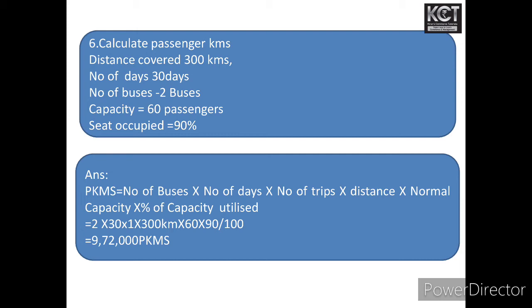In order to calculate passenger kilometers we are using the formula: number of buses multiplied by number of days multiplied by number of trips multiplied by distance multiplied by normal capacity multiplied by percentage of capacity utilized. Here number of buses is 2, number of days is 30, number of trips is not given but assumed to be 1, multiplied by distance 300 kilometers, multiplied by normal capacity 60 and capacity utilized 90%. If you do this calculation you will get 9,72,000 passenger kilometers.